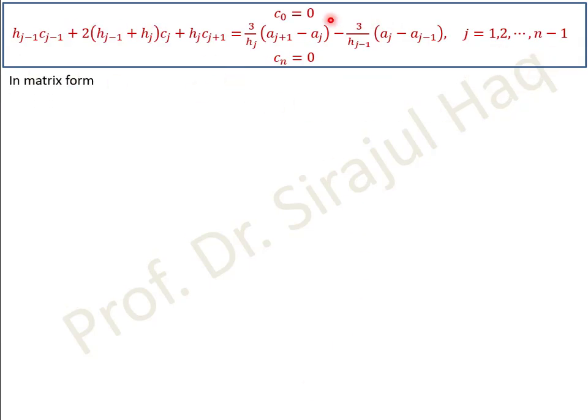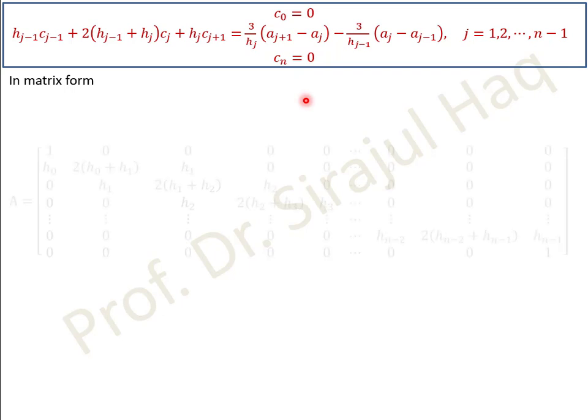This is our system now. C naught is equal to 0. And this is the main equation, j starting from 1 up to n minus 1. It means that this expression represents n minus 1 number of equations, and this is another equation. So let's write this in the matrix form.